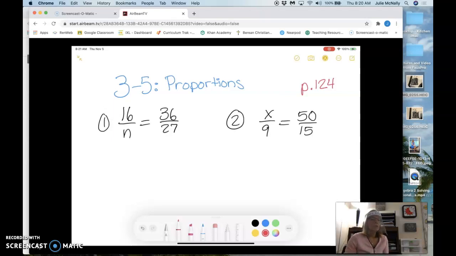So a proportion is just two ratios that equal each other. And a ratio is just a comparison of two numbers using a fraction. So we have two fractions here that are going to be equal to each other. How do I know they're equal? Because the equal sign tells me they're equal.